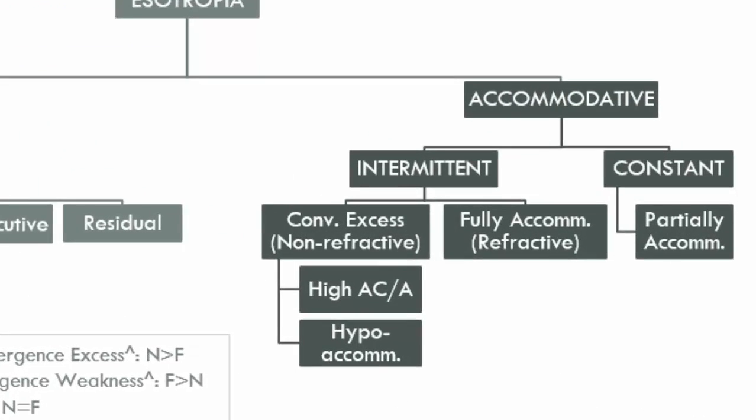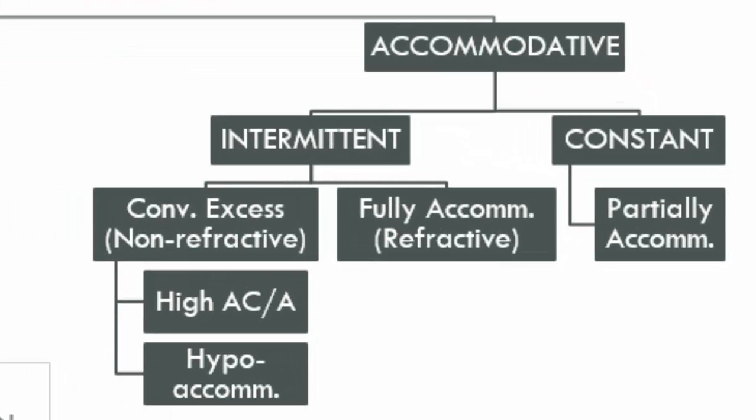Let's start off with the accommodative esotropia. An accommodative esotropia is one which is related to accommodation. Generally, in most instances, what we're talking about here is either the esotropia is related to a patient's refractive error, and specifically hypermetropia, or it's related to a high AC/A ratio. So with every diopter of accommodation, the patient is doing an excessive amount of accommodative convergence. That's the majority of the patients. We also have hypoaccommodation as an issue, which I'll come to in a moment.